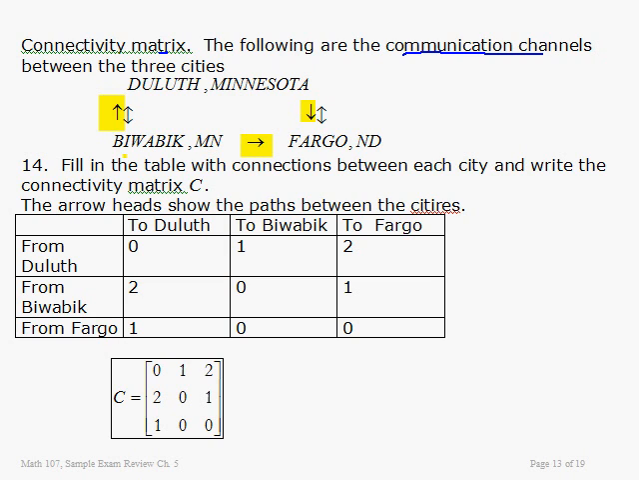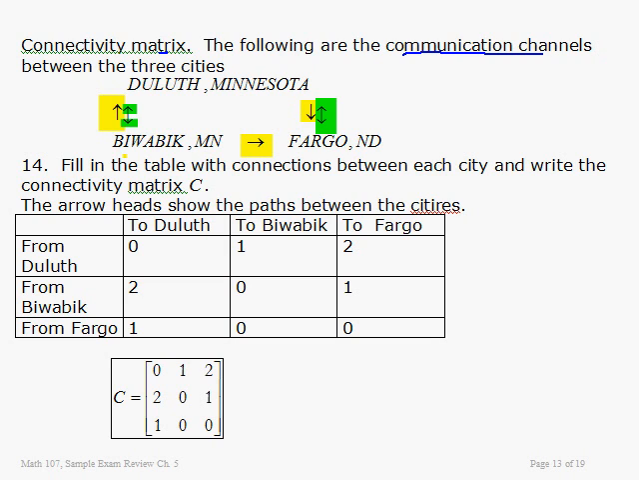Now the double-headed arrow means you could send it from Duluth to Biwabic. That's what this arrow head means. And from Biwabic to Duluth is this. So that means it's a two-way channel here. Again, there's another two-way channel here, and there isn't one between Biwabic and Fargo.